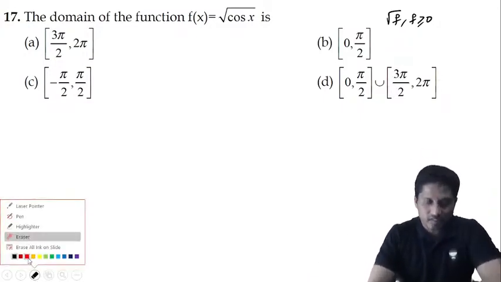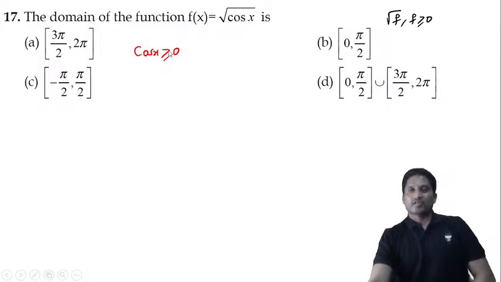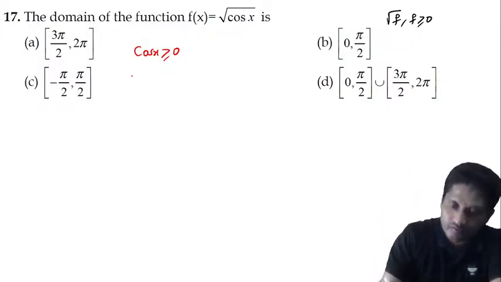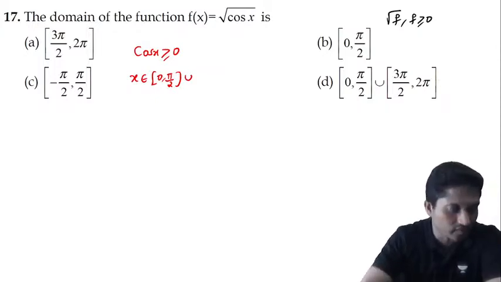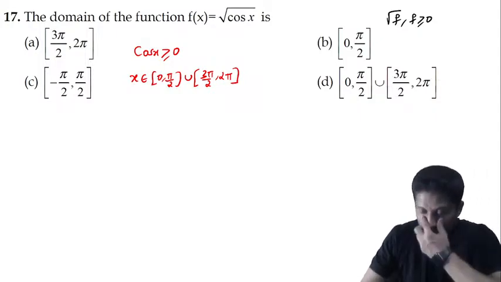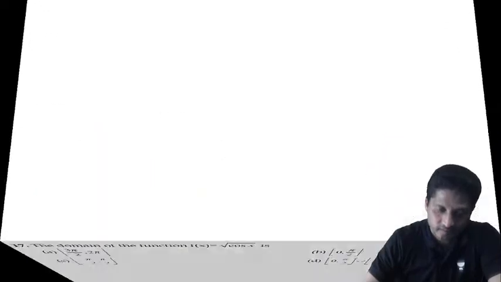So if I use this logic, root cos x is defined when cos x is greater than or equal to 0. Cos x greater than 0 means cos is positive in the first quadrant and the fourth quadrant. Therefore x belongs to the first quadrant, which is 0 to pi by 2, and the fourth quadrant will be 3 pi by 2 comma 2 pi. Right, the answer is option D. Let's move to the next question.